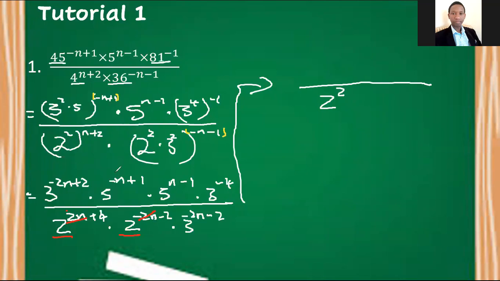Now, let's see what happens with the 3s. There's a 3 to the exponent of negative 2n and a positive 2. There's a positive n there and a negative 1. Sorry, that's for 5, so we discard that. We must come here to the negative 4. So let's sort out the 3s quickly. So here's a 3, here's a 3, and there's a 3.